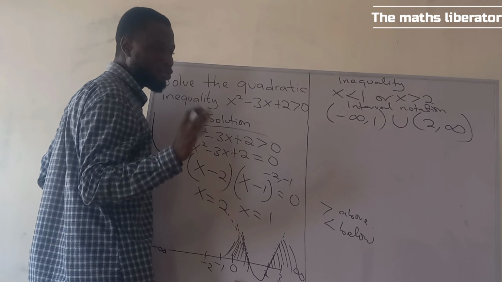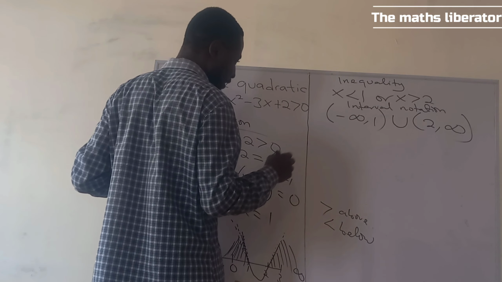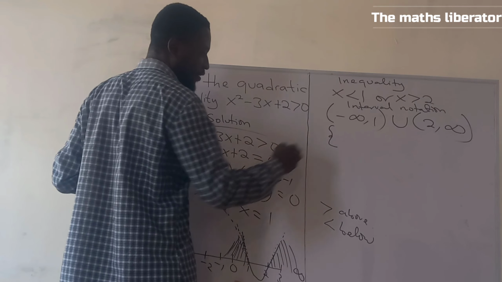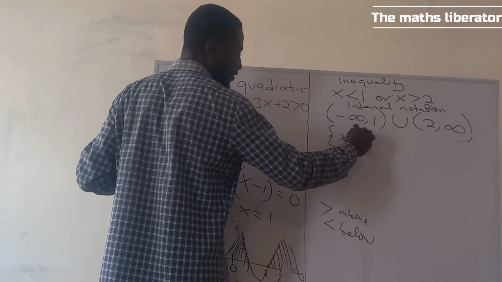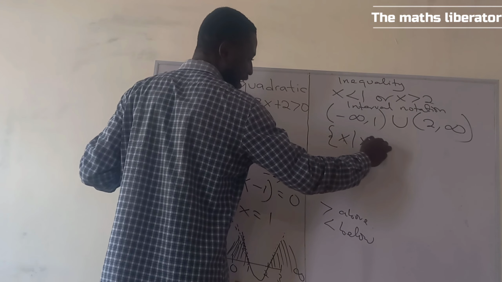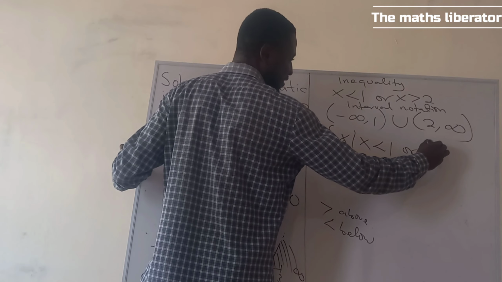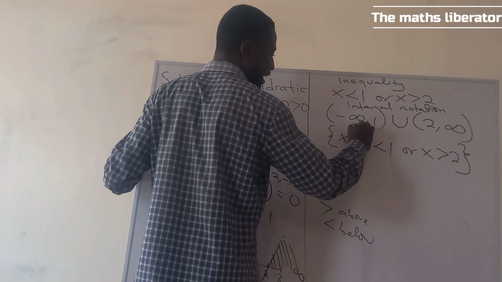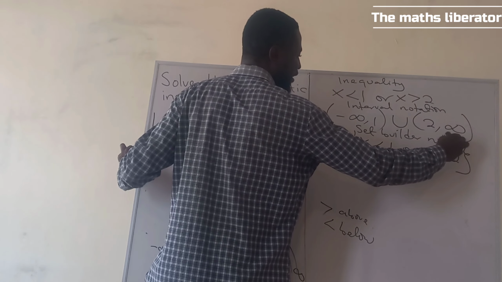The third way you can put your solution is the set builder notation. So you bring your braces or curly brackets: x such that x is less than 1, or x is greater than 2. So this is a set builder notation.